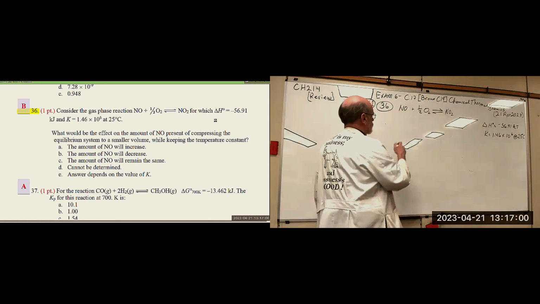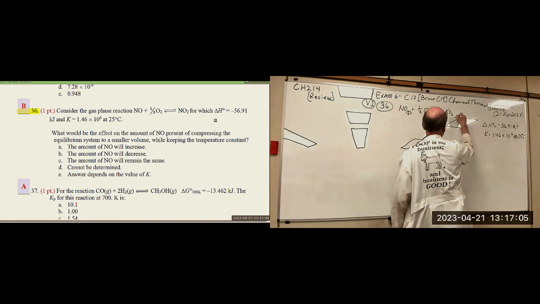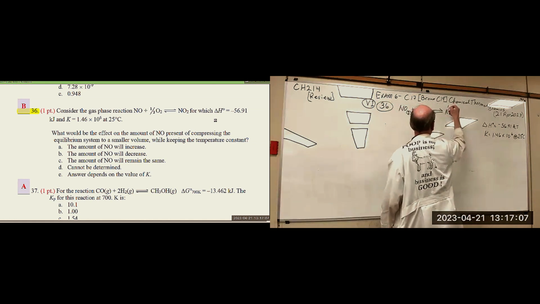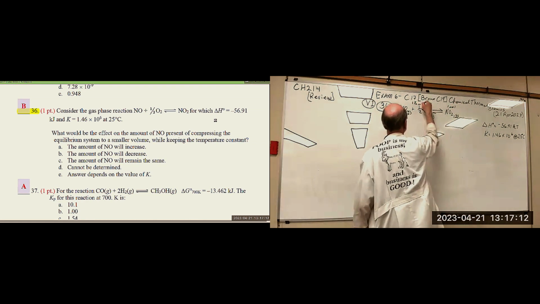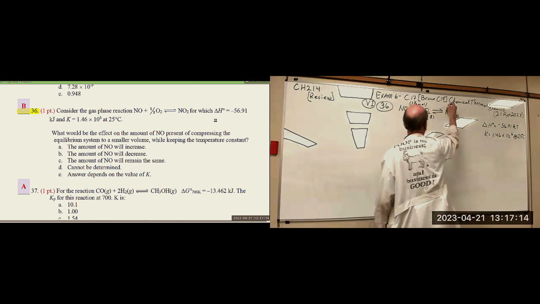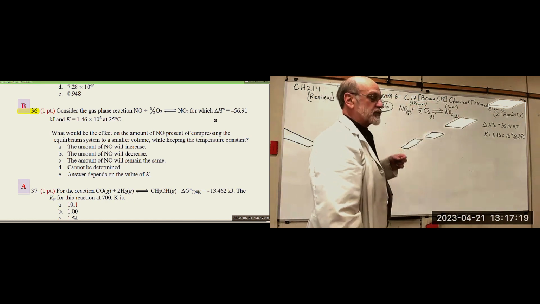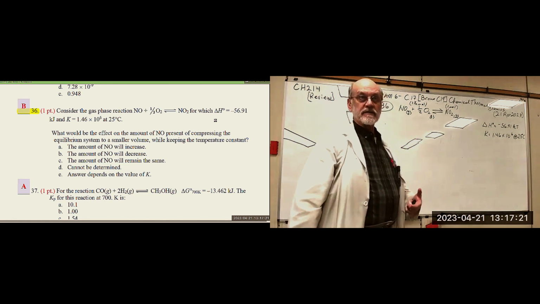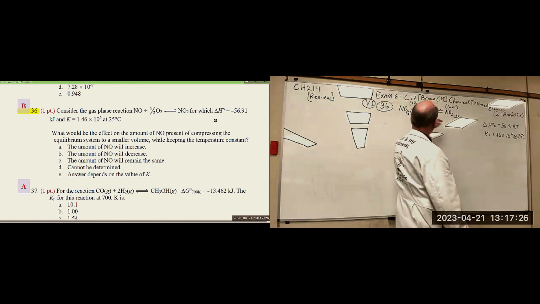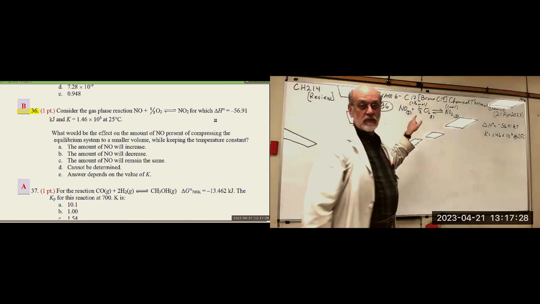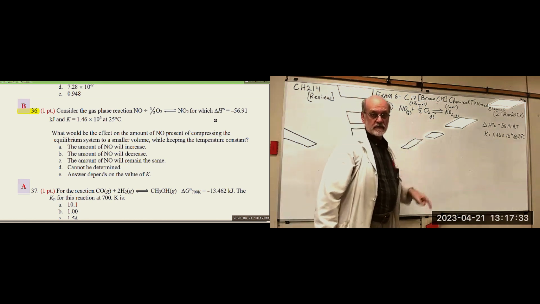Okay, so these are all gases. We know that. So we've got 1 mole over here and 1.5 moles on this side. So if we compress the system, it's going to try to make fewer moles of gas total. So it's going to have to shift this way, which means that there'll be fewer moles of NO. The moles of NO will decrease, which is B.